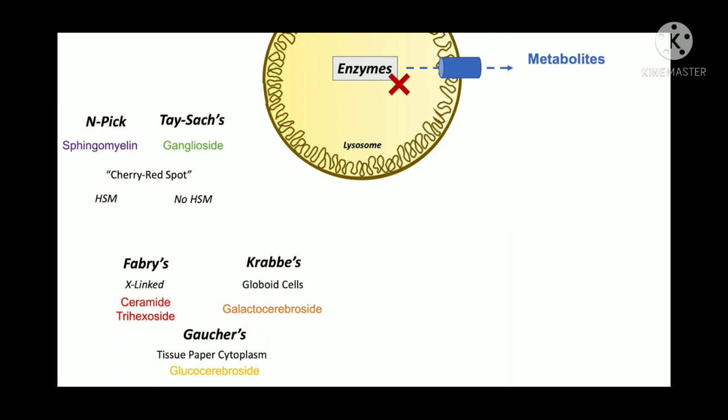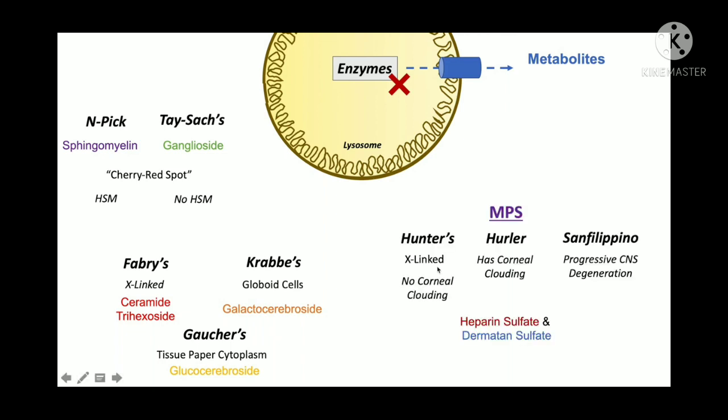The other conditions are Fabry's disease, which is X-linked and has an accumulation of ceramide trihexoside. "I fabricated the ceramic galaxy" is gonna help you remember Fabry's disease. Krabs disease has globoid cells and an accumulation of galactocerebroside. For Gaucher, you're going to have tissue paper cytoplasm and an accumulation of glucocerebroside.